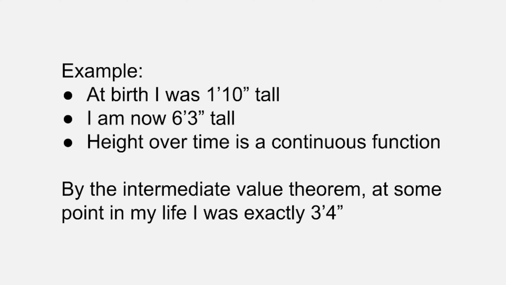Now, one very intuitive, although kind of silly example would be talking about height. At birth, I was 1 foot and 10 inches tall, and now in 2021, I am 6 foot and 3 inches tall, and height is a continuous function over time. You can't skip a height. You get every height in the middle. And so, by the intermediate value theorem, at some point in my life, I was exactly 3 feet and 4 inches tall. No more, no less. And that's because if I start below that and end above that, at some point, because height is continuous, I had to have crossed over that point, as well as every other height in the middle. But for whatever reason, 3'4", wanted to specify.